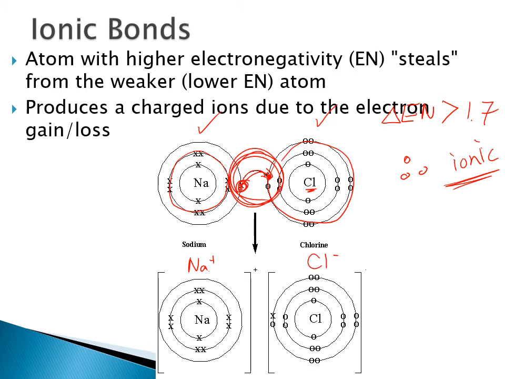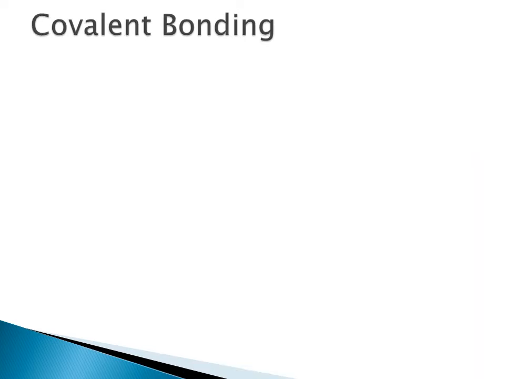Again, we end up with these ions here. There's this positive sodium and this negative chloride ion because they have gained or lost electrons. So we have a sodium cation and a chloride anion. Notice the name for the anion gets changed to -ide at the end, so chlorine becomes chloride.